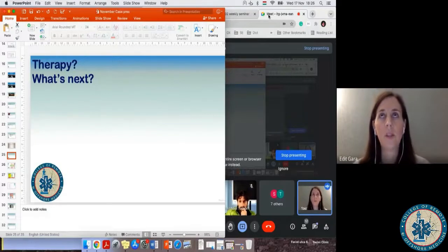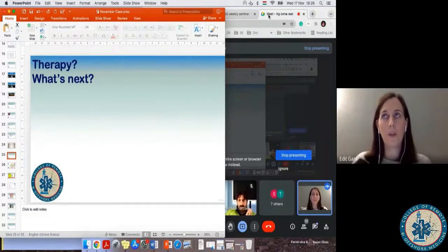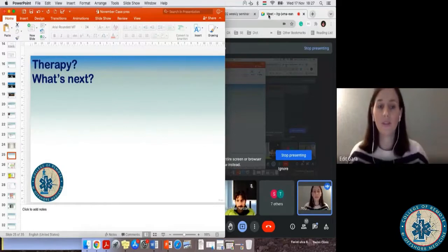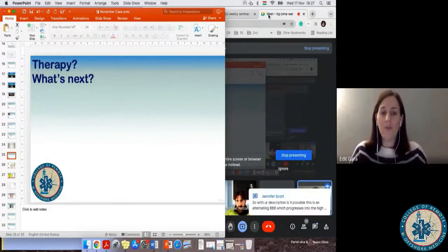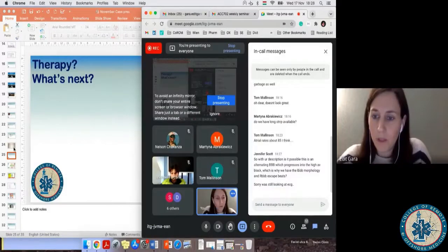So first line, you will go for the transcutaneous pacing. Okay. I wanted to talk later about the transcutaneous pacing. I can say I'm not a fan of it. I mean, there are really rare cases where I have seen it working very efficiently. So in this case, I wouldn't choose the transcutaneous pacing as a first line therapy, but it's an option. So you are right. Okay, it's an alternating bundle branch block, which progresses into high AV block, which is why we have the left bundle branch block morphology and the RBB escape beats.